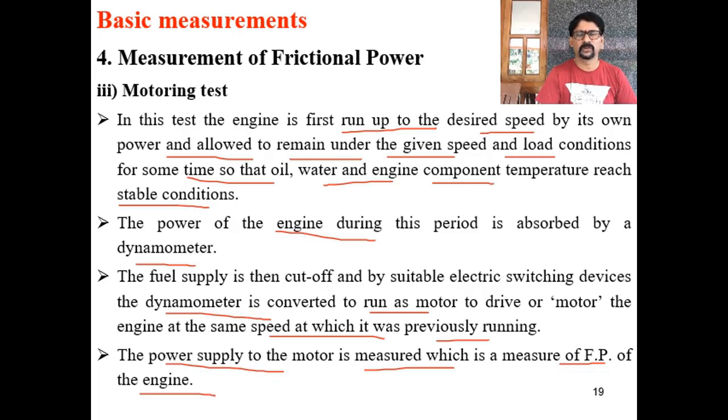So you run the engine at a particular speed with a particular load at steady state. Then the entire power produced by the engine is absorbed by the dynamometer. Then you cut off the fuel supply and convert this dynamometer to operate as a motor, and the motor should drive the engine at the same speed at which it was previously running. Now the electric power supply to this motor is measured, which is the measure of the friction power of the engine.